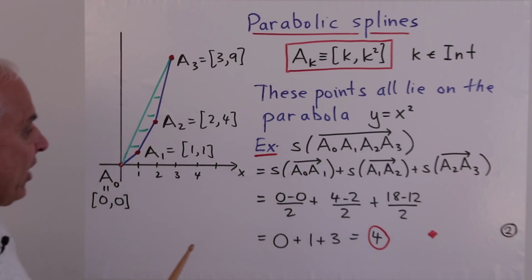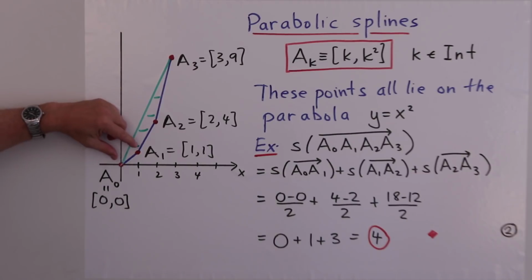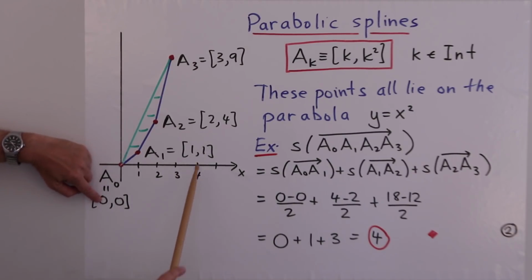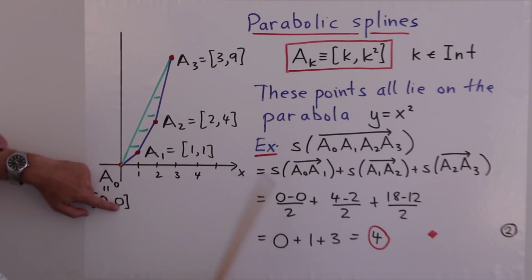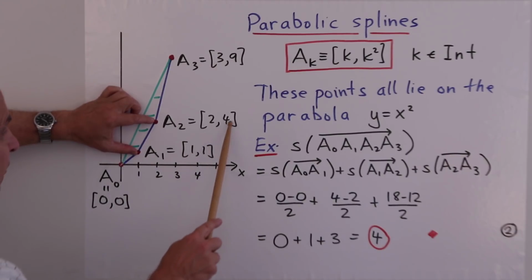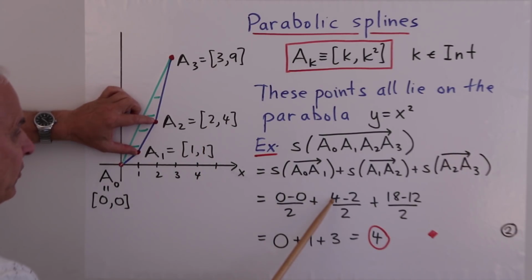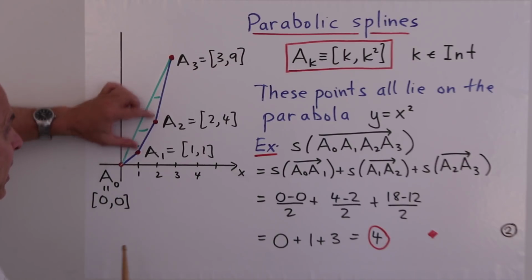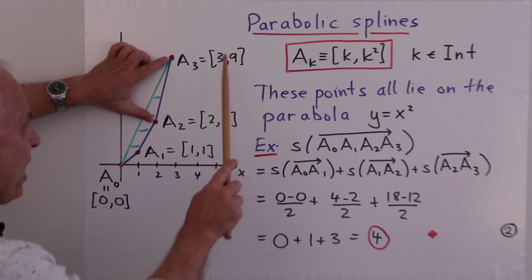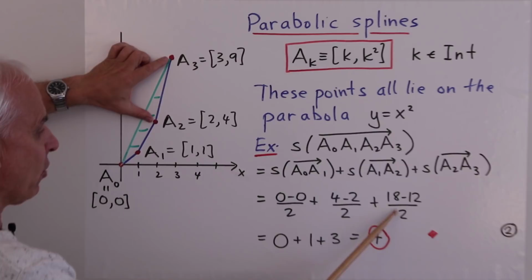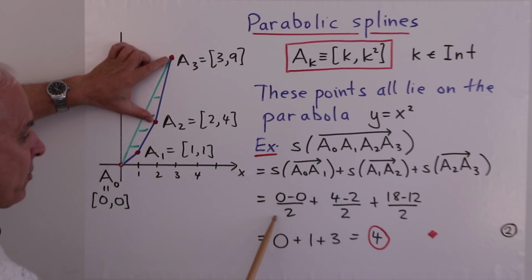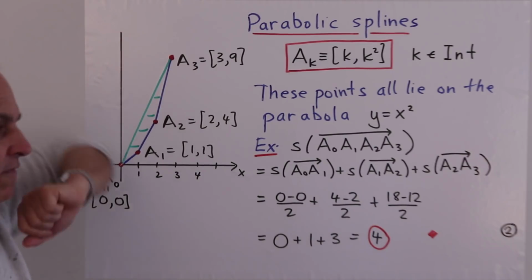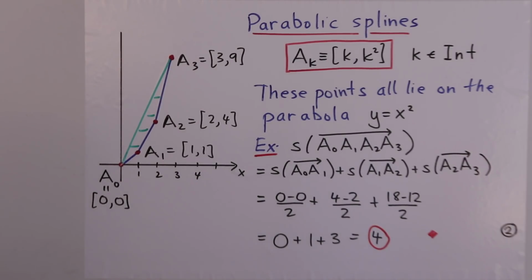Calculating signed areas of segments just means taking our fundamental definition of the signed area. So here's 0, 0, here's 1, 1. We take 0 times 1 minus 0 times 1, that's 0 minus 0 all over 2. And then the next segment, 1 times 4 minus 1 times 2, so that's 4 minus 2 all over 2. And the next segment, 2 times 9 minus 4 times 3 all over 2. And we get a total of 0 plus 1 plus 3 for a total of 4. All right, that's very nice.